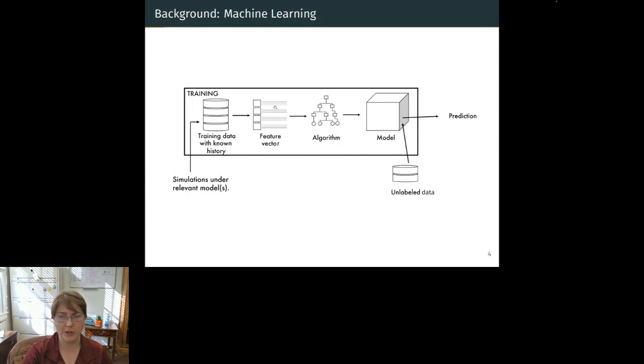So for example, if our goal was to predict whether or not there was introgression between species, we would need a lot of genomic data from species where we knew whether or not there was introgression. Of course, that's not very feasible in phylogenetics and related fields. So instead, we typically use simulations under the model or models that we're interested in to generate these training data.